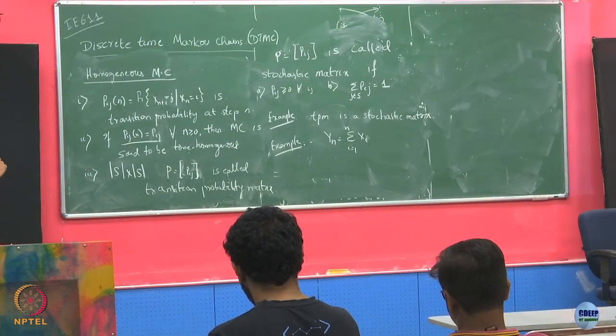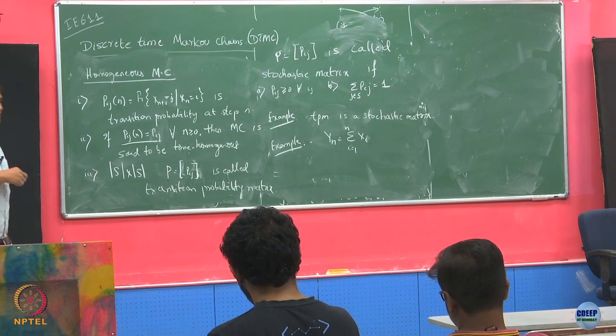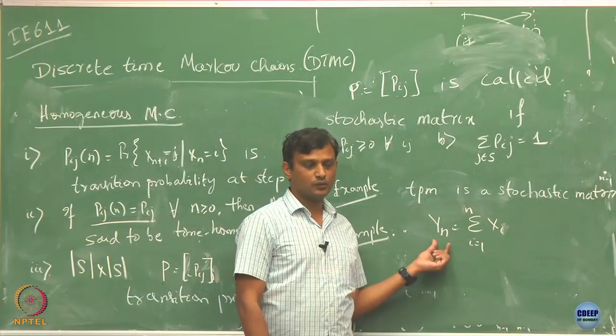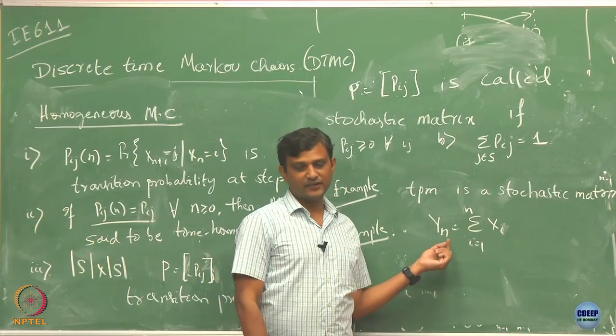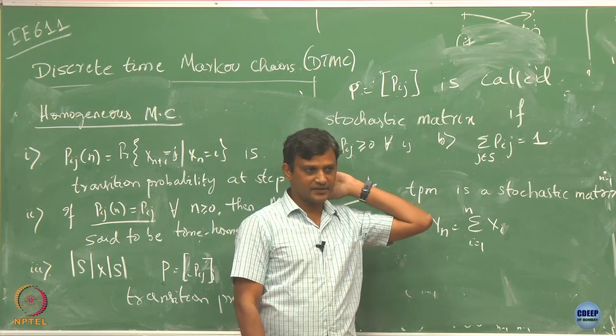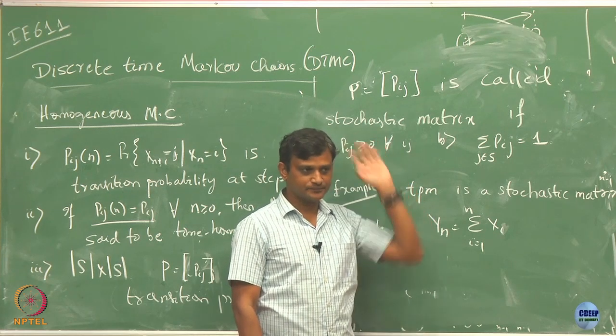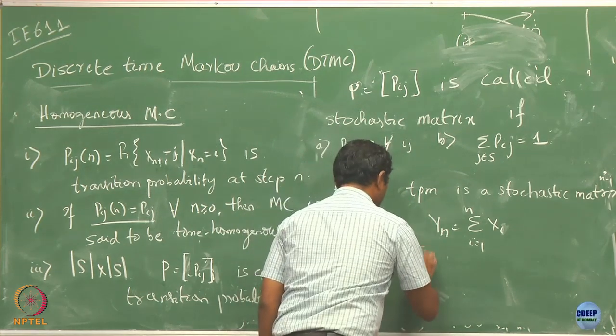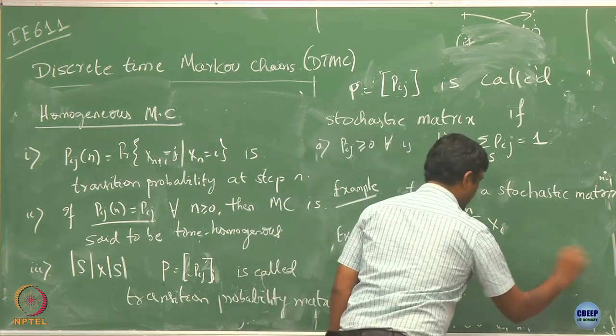Now how does this transition probability matrix look like? So we said that Yn takes value what? It takes value 0, 1, 2 all the way up to infinity, right, if n is sufficiently large. So now let us try to construct its transition probability matrix.